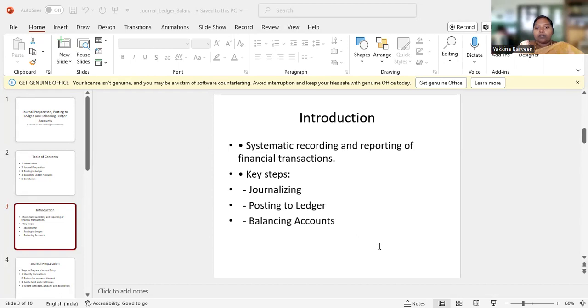So the key steps: first, I said journalizing. It is used for recording transactions as they occur. Then posting to ledger, transferring recorded transactions to individual accounts. Then balancing accounts, which is used for summarizing ledger accounts to prepare financial statements.